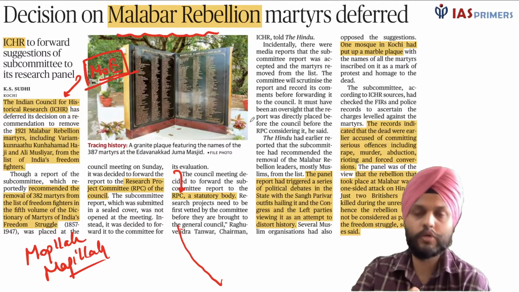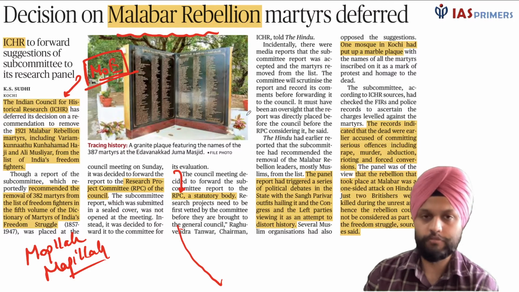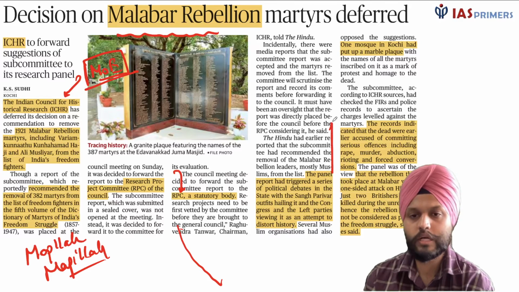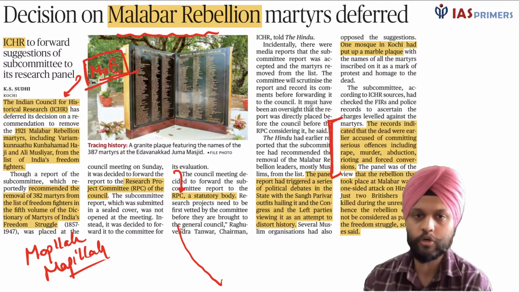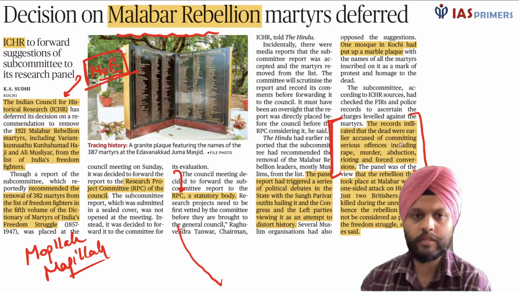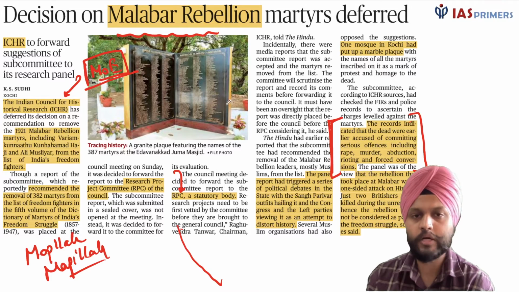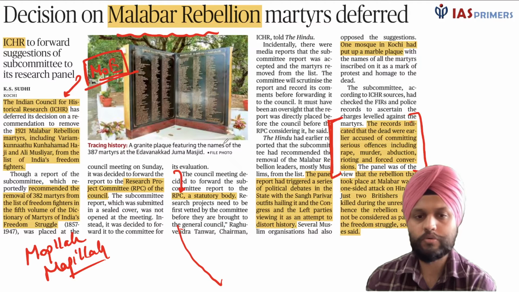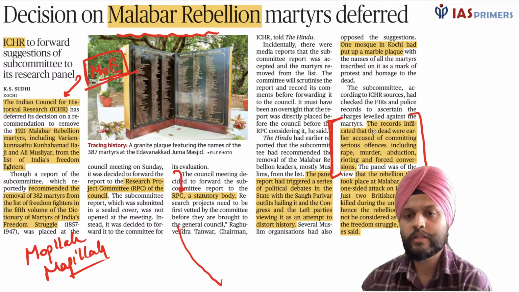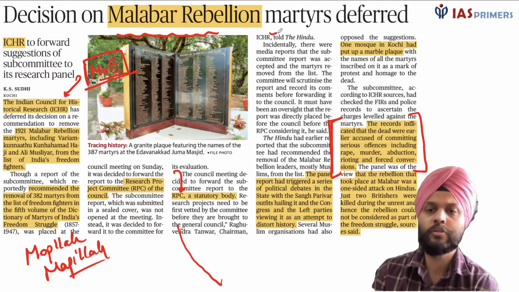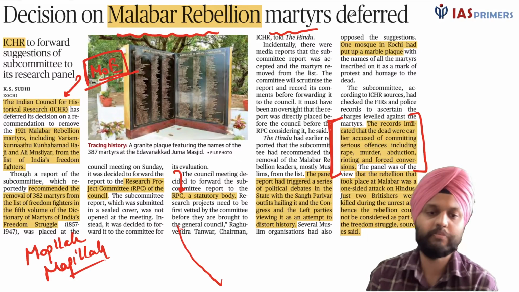So the ruling party at the center and the affiliated organizations believe that, and there is a degree of truth to it also, that the majority of the victims of this were Hindus. Many of the people who are listed as martyrs over here, about 500 people, were in prior times accused of committing serious offenses including rape, murder, abduction. So calling them martyrs is not justified. So this decision has been deferred.